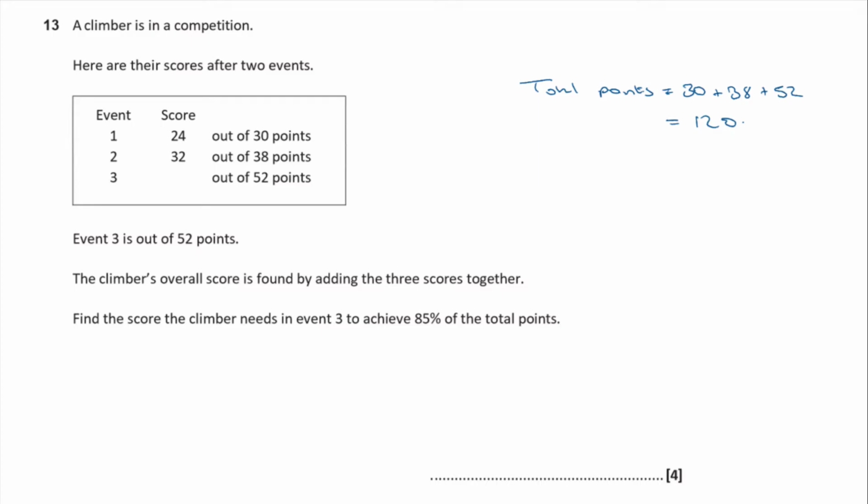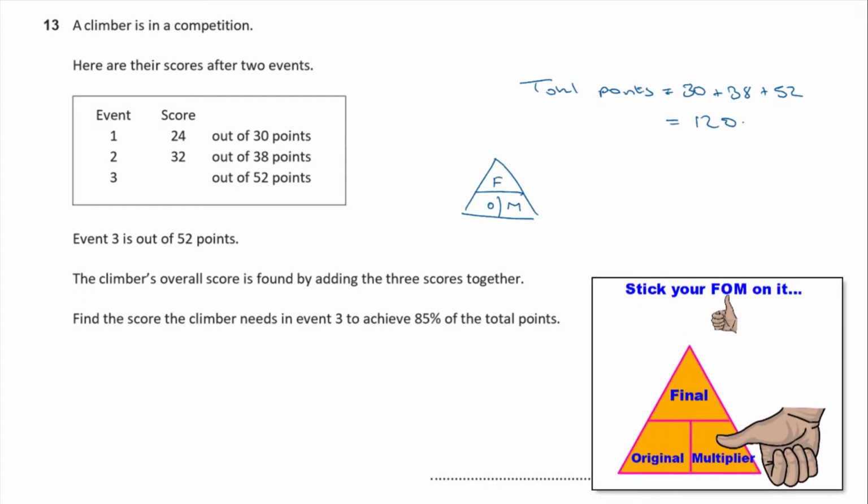Now, if he wants to have 85% of that, we need to work out 85% of 120. So I'm just going to draw my triangle: final, original, multiplier. So this is my original. We've got 120, of which we are trying to find 85%. The multiplier is going to be that as a decimal, so the multiplier is going to be 0.85, which is 85% as a decimal. And what we want to do is find out the final. How much is 85% of 120?